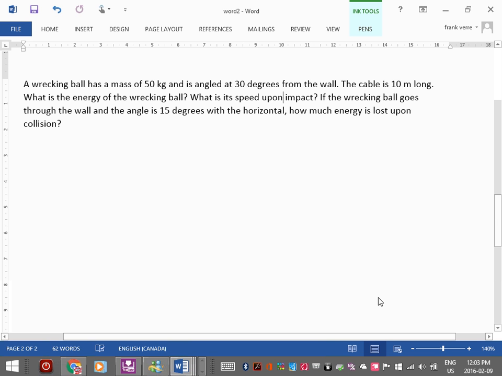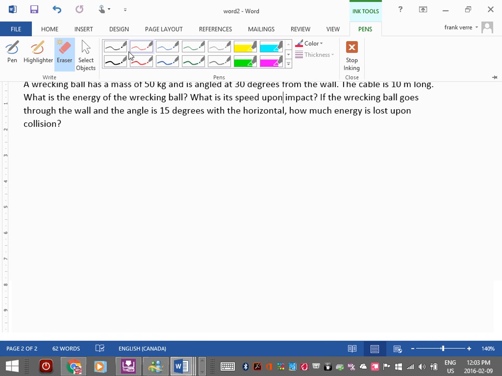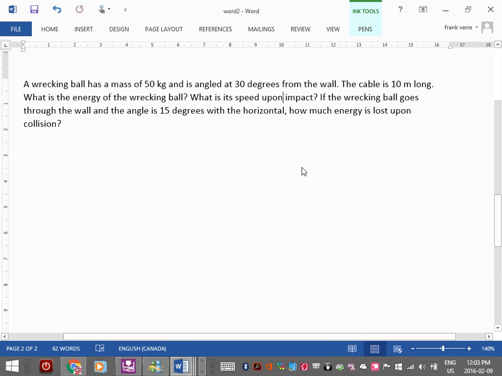Okay, wrecking ball question. We have a wrecking ball that has a mass of 50 kilograms, and it's suspended by a cable. So let's draw a series of pictures. So here is the wrecking ball.